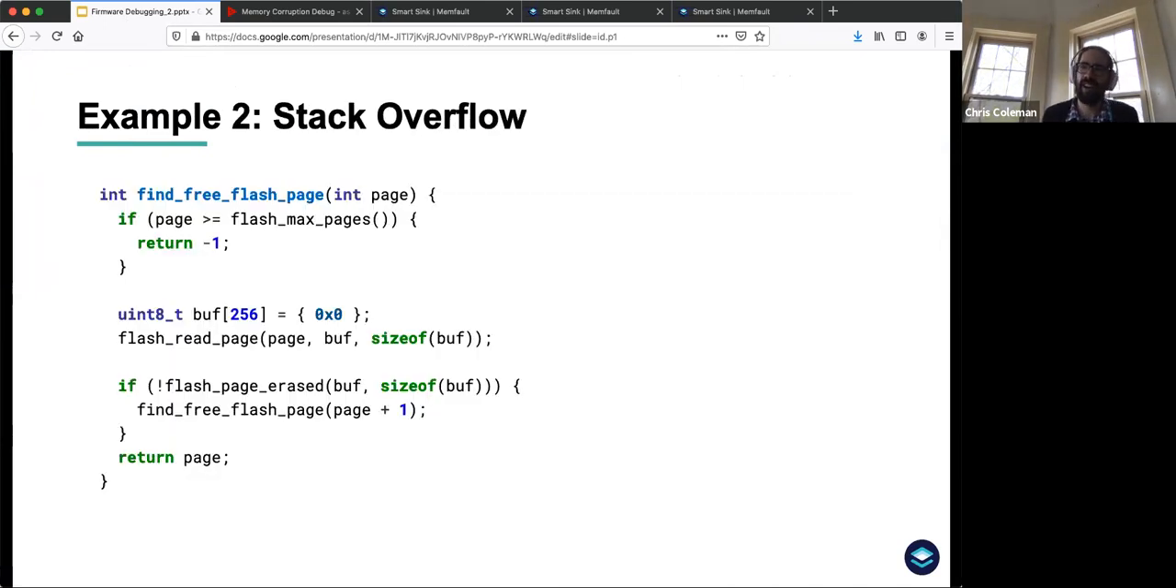Let's take a look at another class of memory corruption: the stack overflow. What we have here is a simple function. It's looking for a free flash page. It reads bytes from a page at a time. If they're not erased, it then calls itself recursively again. As you can probably imagine, if you call this too many times, we'll wind up overflowing the stack. Bad programming practice, you shouldn't do it, but I can't say how many times I've debugged faults or stack overflows that have been a result of some sort of recursive call chain.